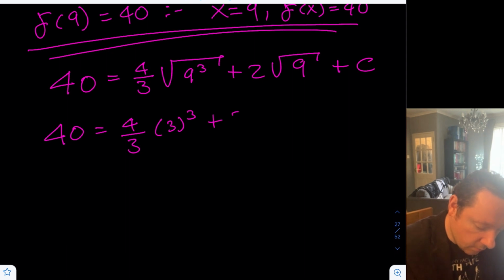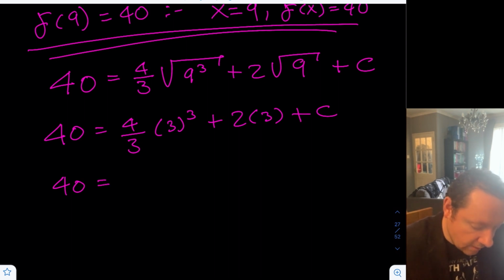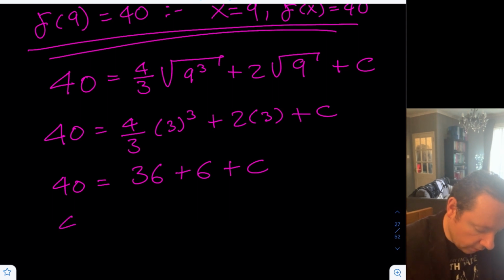Plus 2 times 3 plus c. Now use a calculator anytime you want. 3 cubed is 27 divided by 3 is 9. 9 4s is 36. 2 3s is 6 plus c. So we get 40 is 42 plus c. And therefore c is equal to -2.